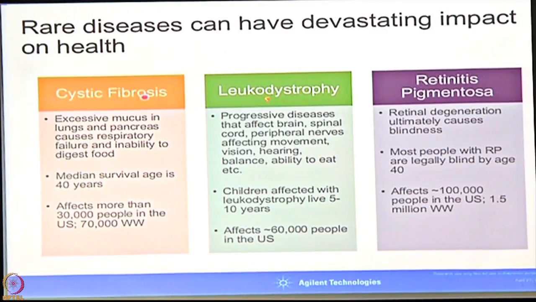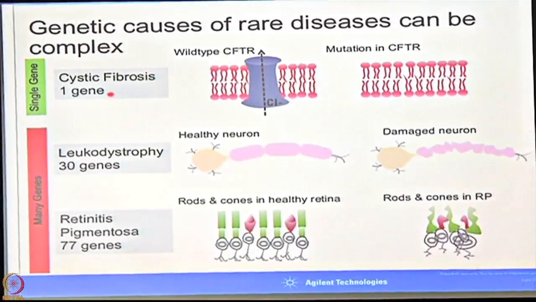Then leukodystrophy. This is again a progressive disease affecting the brain, spinal cord, and the nervous system. It mainly affects children, 5 to 10 years old, and around 60,000 children are affected worldwide. Retinitis pigmentosa is another disease, which causes blindness. The survival is around 40 years, and around 1.5 million patients are known worldwide for this disease.